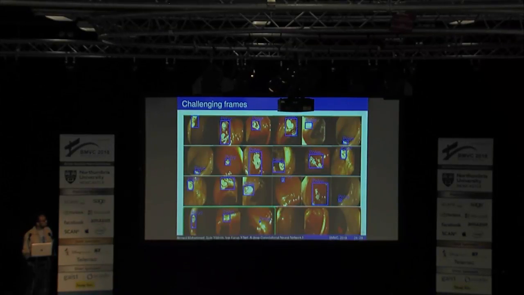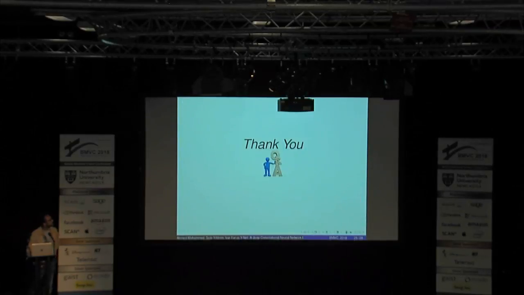And also there is a misdetection. For example, here there is a polyp, but our method is not able to detect it because there is a lot of variation, but still our method is better than the state-of-the-art. So thank you very much. If you have questions, please.